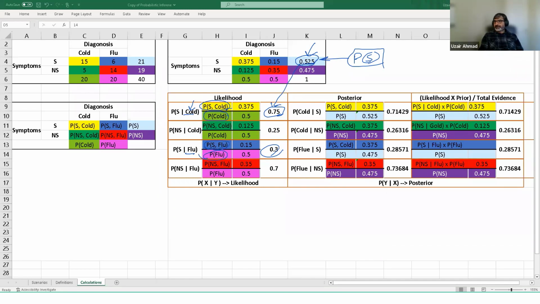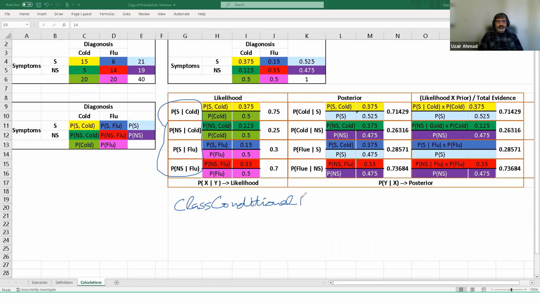Make sense? So this probability is conditioned on class. We call it class conditional probability. It is, in fact, giving us the likelihood of observing a symptom given that we know the class of the patient. Patient belongs to cold class. And this is learned from the data. Right?